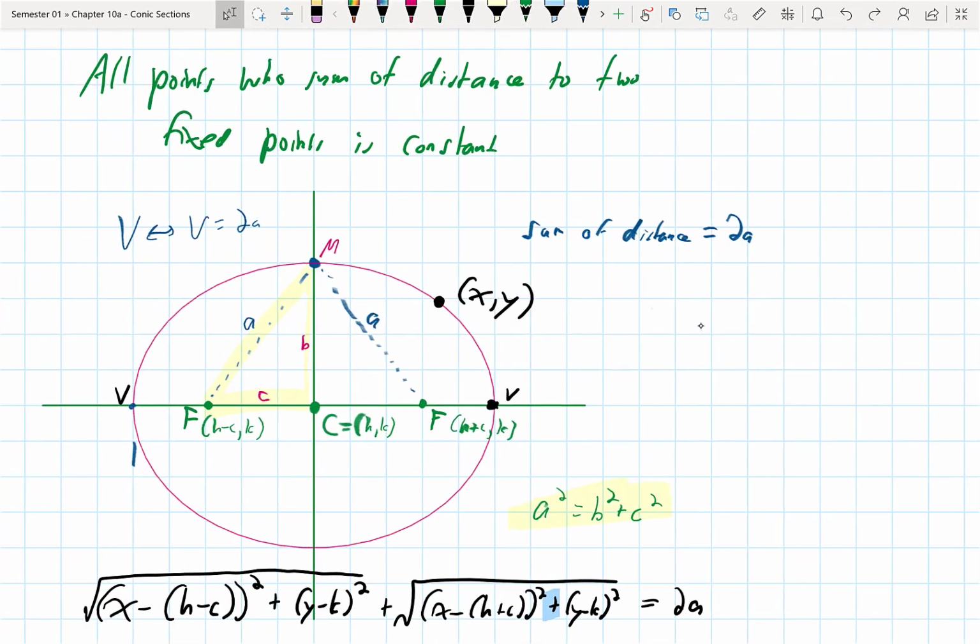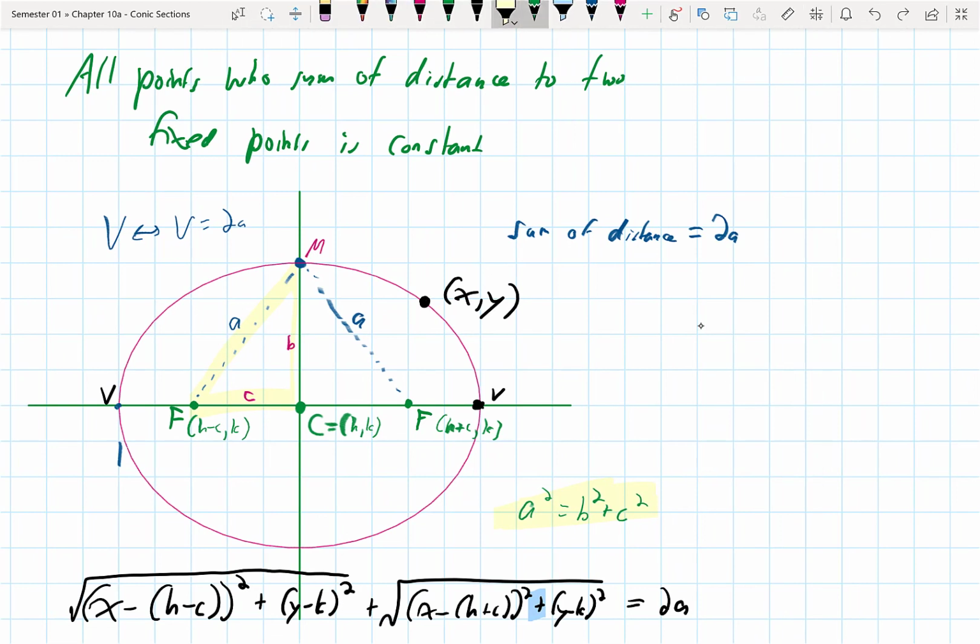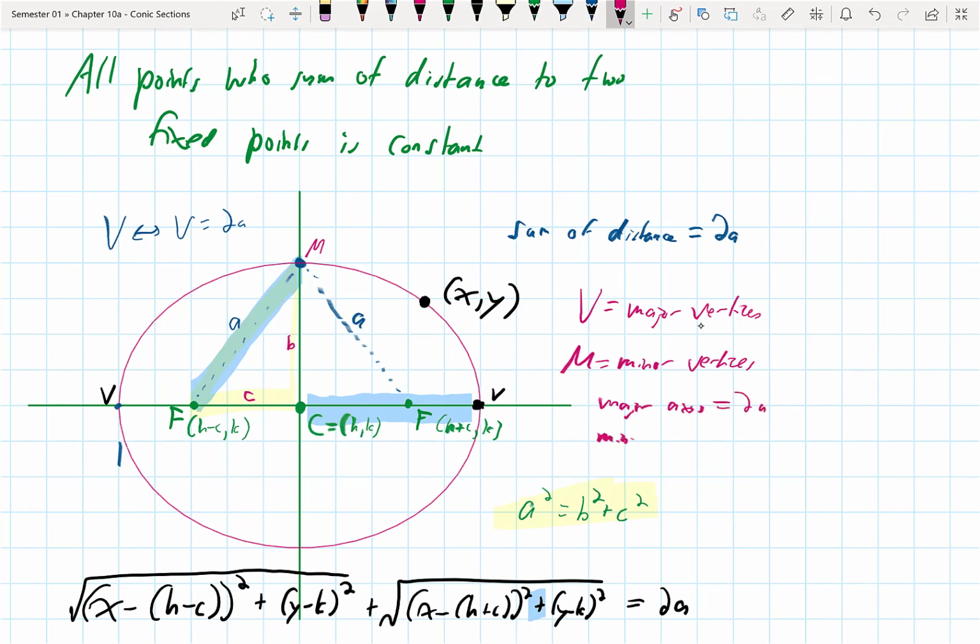Okay, let's go back up here and let me explain this from the visual. A is defined as the distance that I'm going to highlight in blue from center to vertex, which happens to be the same as this distance right here. C is defined as the distance from center to focus, and B is defined as the distance from center to the M's. I'm going to stop calling them M's and V's. V's are going to be major vertices, and M's we're going to call minor vertices. We also have a major axis, which has a length of 2a, and a minor axis, which has a length of 2b.